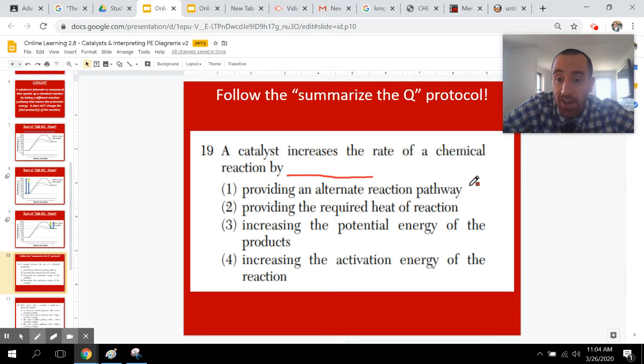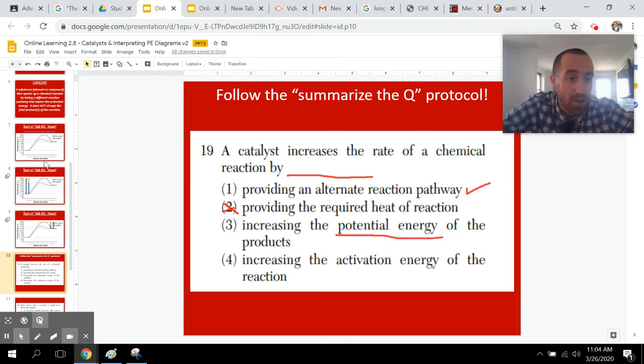So let's see what we have. Providing an alternate reaction pathway. That certainly sounds like a different pathway. So that's good. Let's make sure all the other ones don't make sense. Providing the required heat of reaction, being delta H. In that definition I gave you, is delta H referred to at all? No. So we're definitely not going to be looking at number 2. Increasing the potential energy of the products. Again, we're not talking about potential energy, we're talking about activation energy.